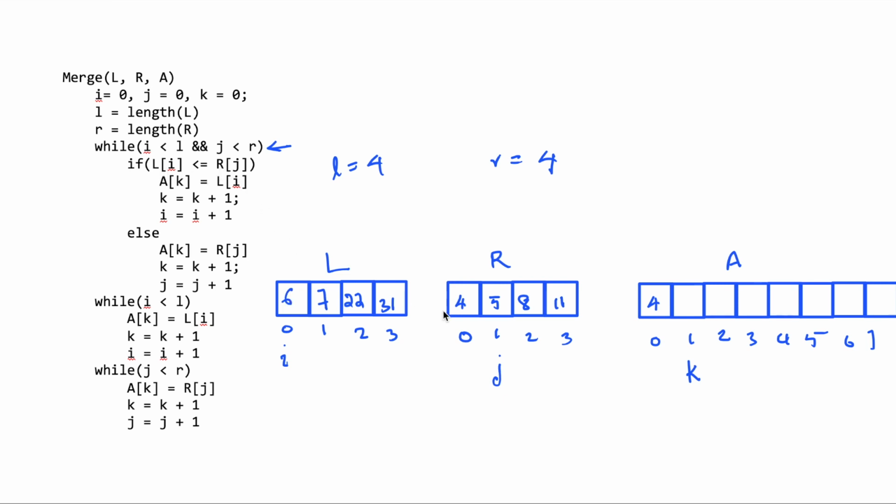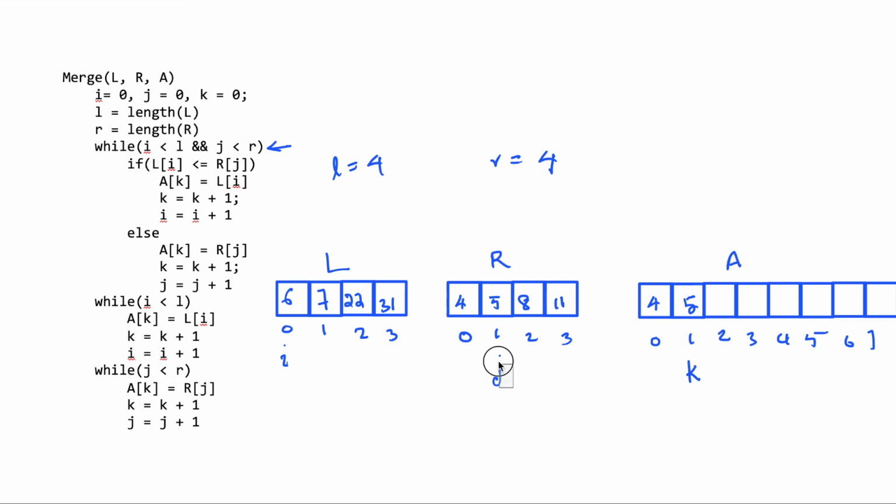L of i is 6, R of j is 5. So it is not true. So I need to copy this element 5 to the A of k. So I will copy this 5 to this position. As we have copied from the right subarray, I have to increment j, and as I have filled one more position in the array A, I need to increment the value of k as well.